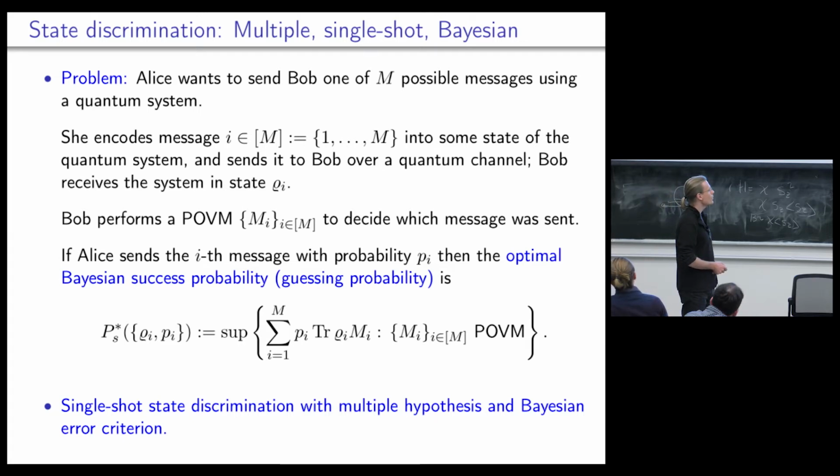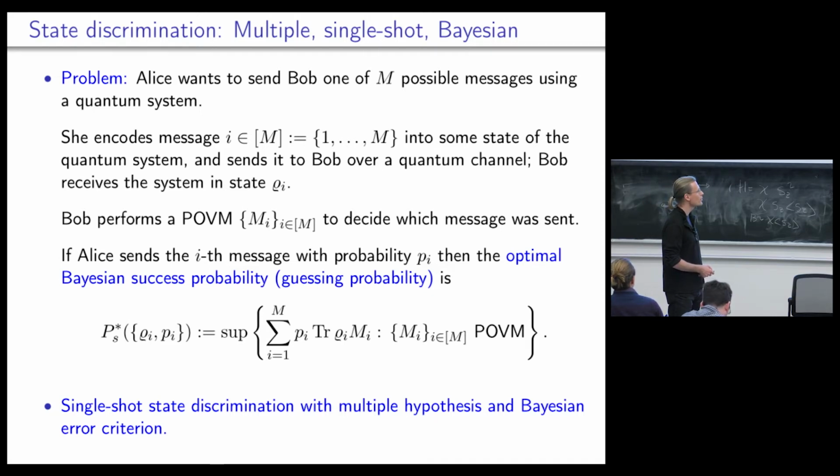And if they moreover know that Alice sends the ith message with probability p_i, then the quantity they want to optimize is the so-called optimal Bayesian success probability, also called guessing probability. You look at the probability that Alice has sent the message i and Bob has received the outcome i, and you take this convex combination of these probabilities. So this is indeed a Bayesian probability, and you want to find the maximum of this. So this is the maximum probability of successful communication. Okay. This is called single-shot state discrimination.